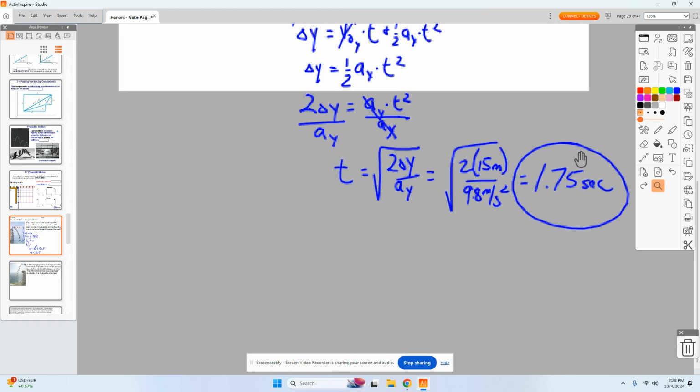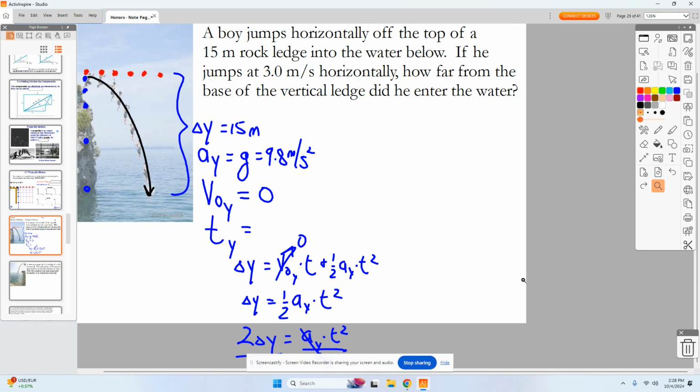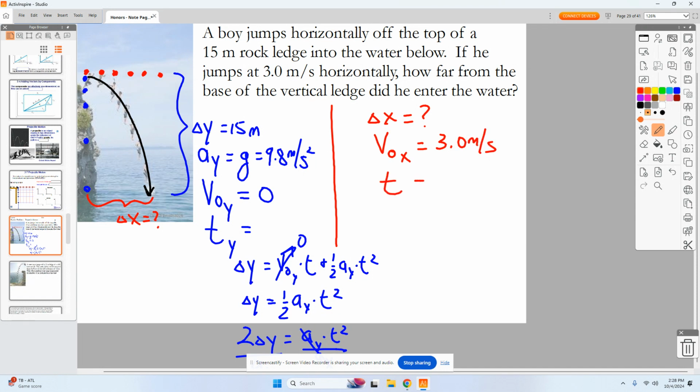The exact same time. So now what I'm going to do is switch that over to red, and I'm going to look at his horizontal motion. So again, the color coding is to help keep track of the fact that we have 2 different motions going on. Delta x is how far he's traveled this way. That depends on 2 things: how fast he's moving that way, and how long he's moving that way.